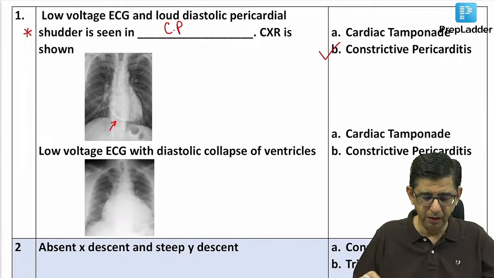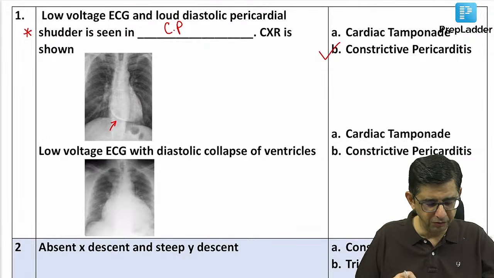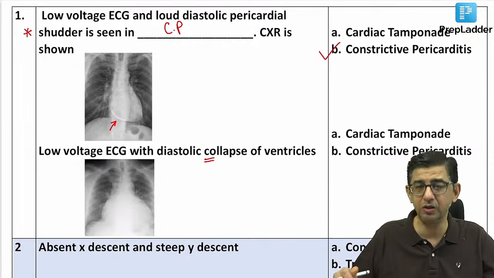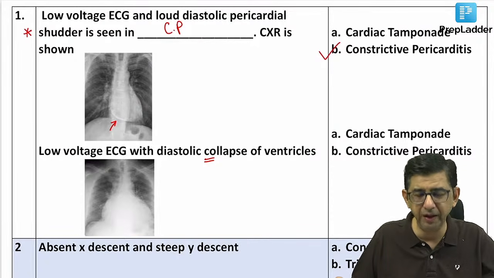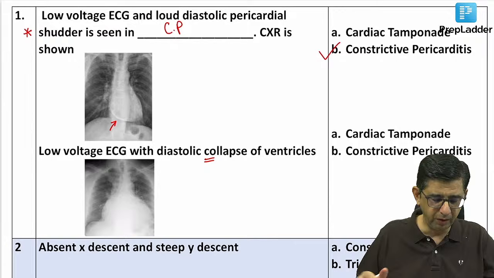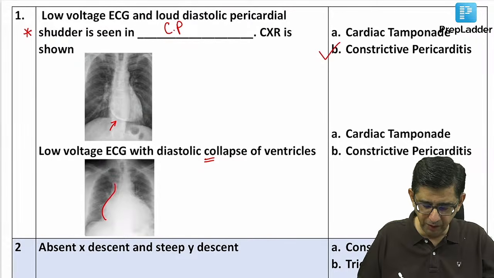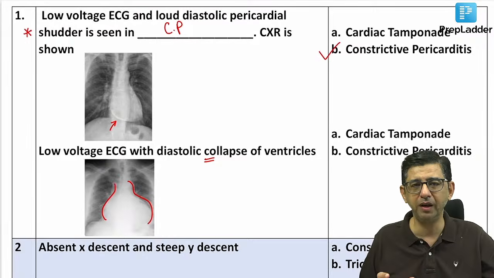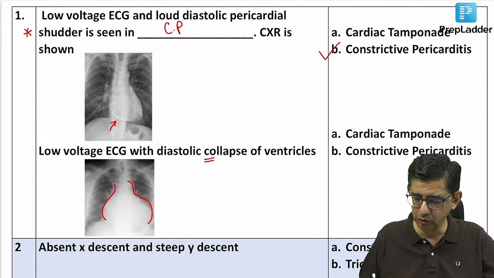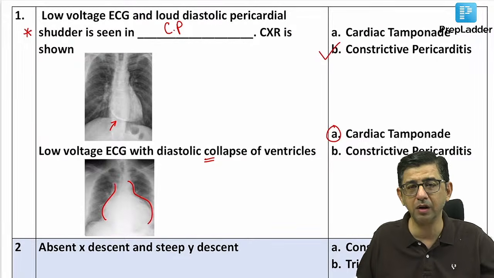So great. Now let's look at the next information which is given, that is low voltage ECG with the diastolic collapse of the ventricles. The key word here is the diastolic collapse of ventricles, which is an echocardiographic finding. And a lot of you have commented very rightly about that money bag appearance that is also present with a very significantly increased cardiothoracic ratio. So this will make the answer for this question cardiac tamponade.